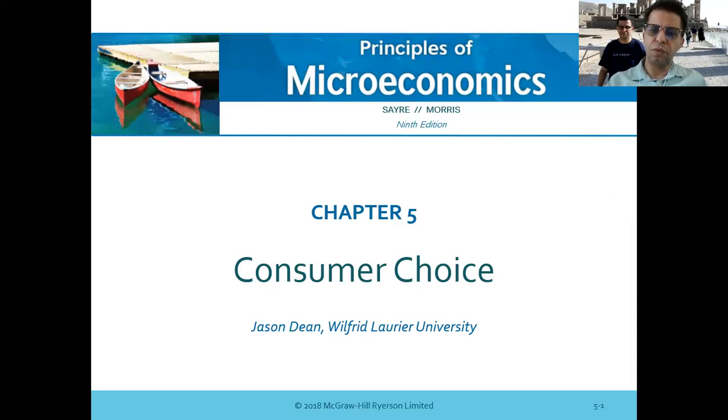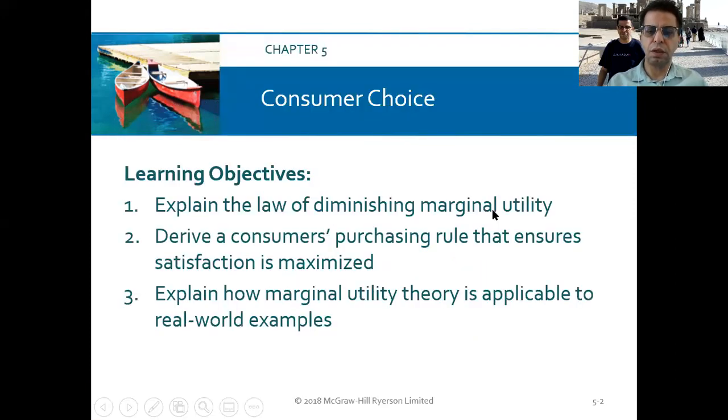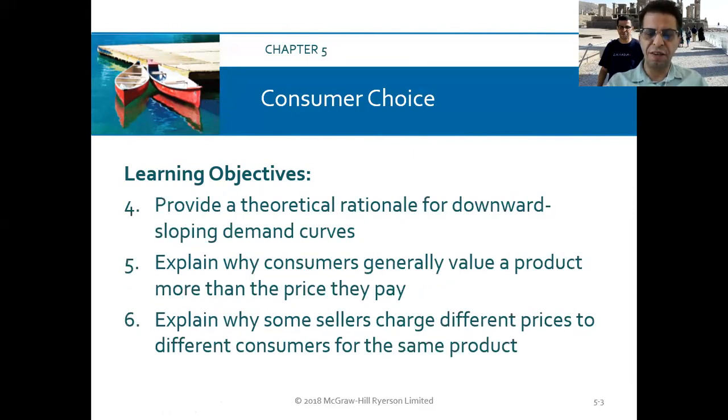In this chapter, we will be talking about how to explain the law of diminishing marginal utility, derive the consumer's purchasing rule that ensures satisfaction is maximized, and explain how marginal utility theory is applicable to real world examples.